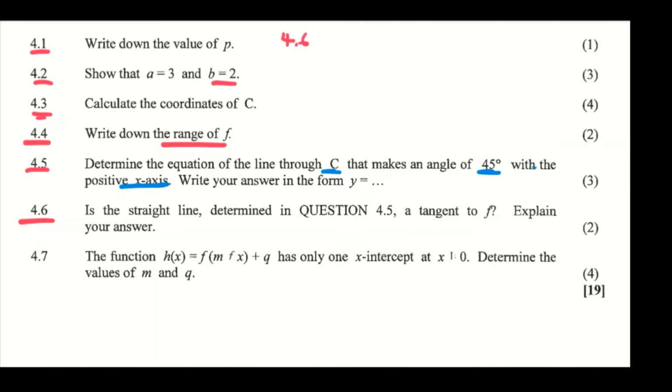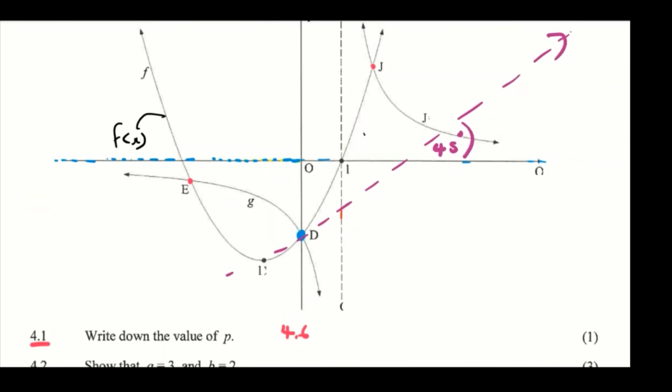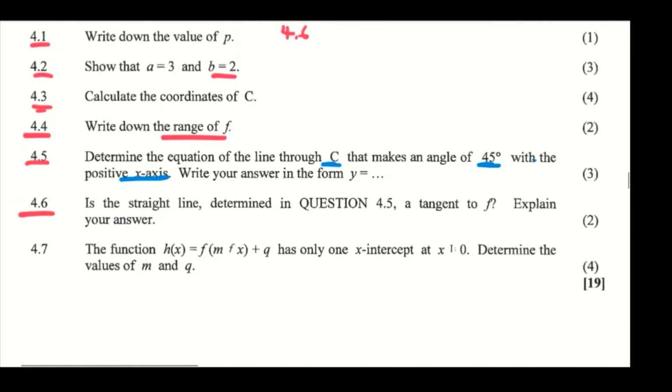Well, it depends, right? For it to be a tangent, it must pass through point C only. Let's say you have a parabola like this, and the line passes through just one point, then it is a tangent. But because this line, the way I drew it, passes through point C and also through point D, it is not a tangent, because a tangent touches a graph at one point. So the answer for 4.6, you say no, it's not a tangent to the graph.